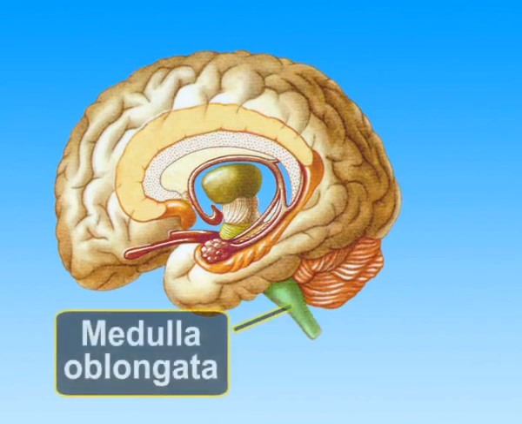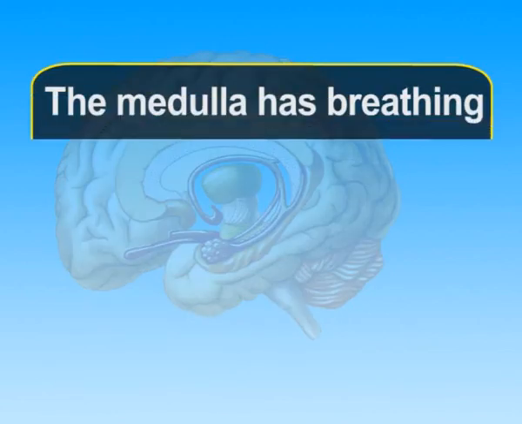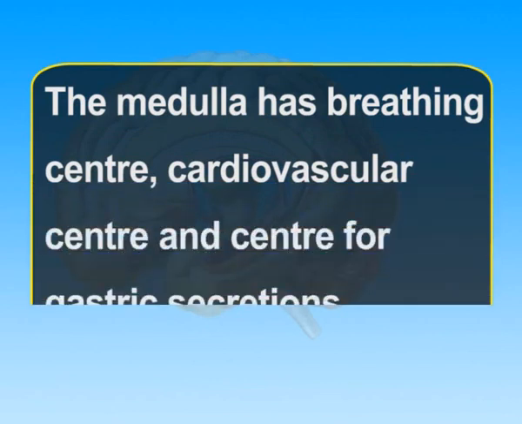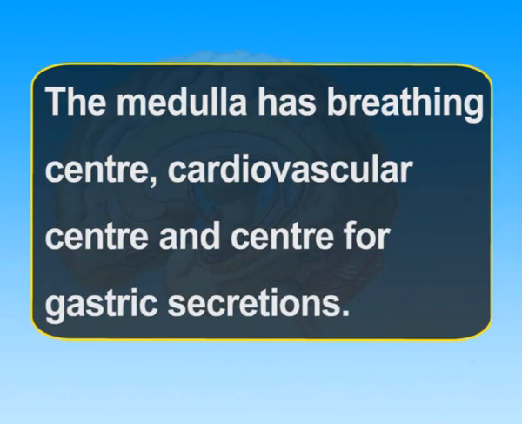This is medulla oblongata, which is also called medulla. It is the lowest part of the brain. It is connected by the pons to the midbrain and is continuous posteriorly with the spinal cord. The medulla has breathing center, cardiovascular center, and center for gastric secretions.